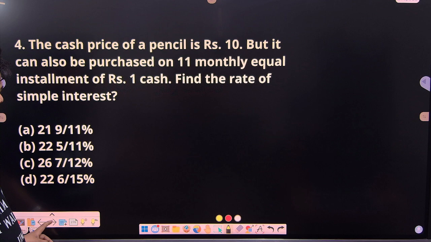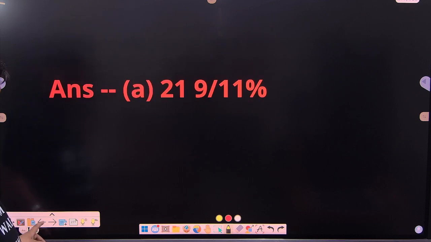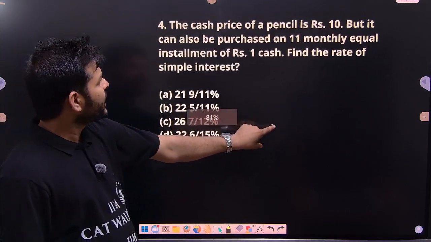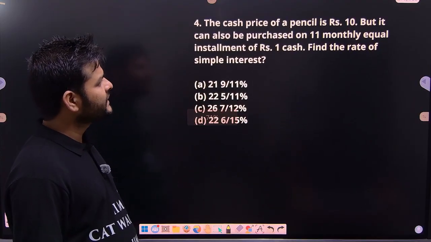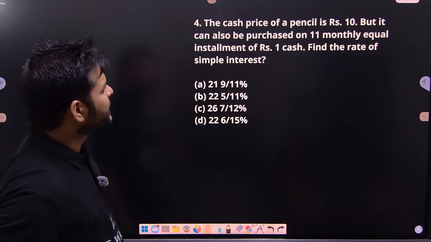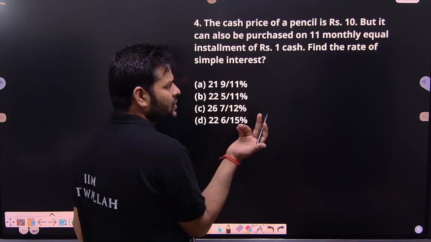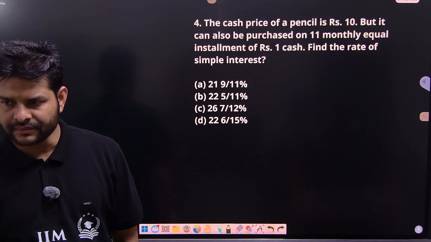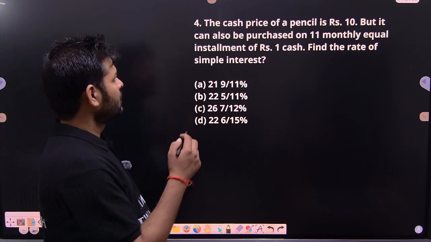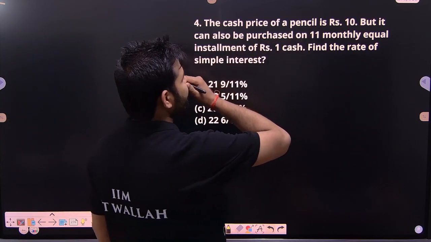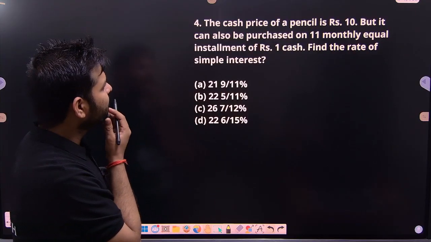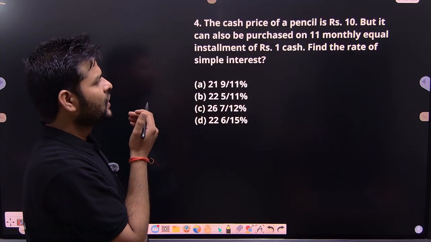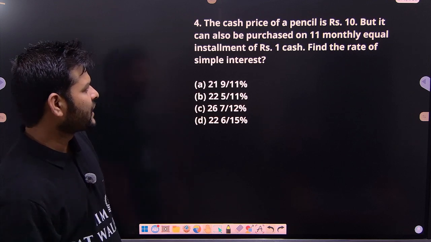Guys, take question number 4. The cash price of a pencil is rupees 10, but it can also be purchased on 11 monthly equal installments of rupees 1 each. Find the rate of interest. If there is no cash payment, you need not consider cash payment.